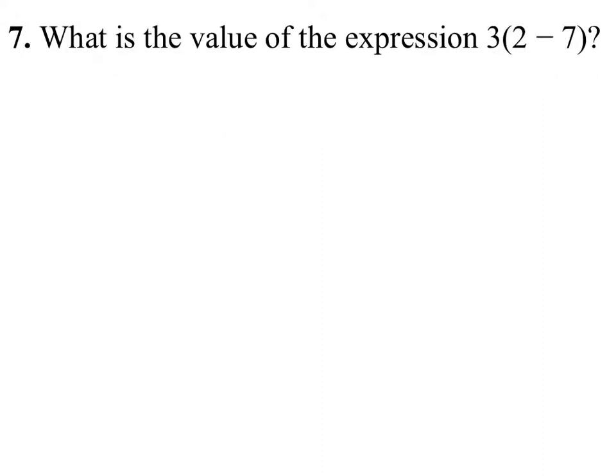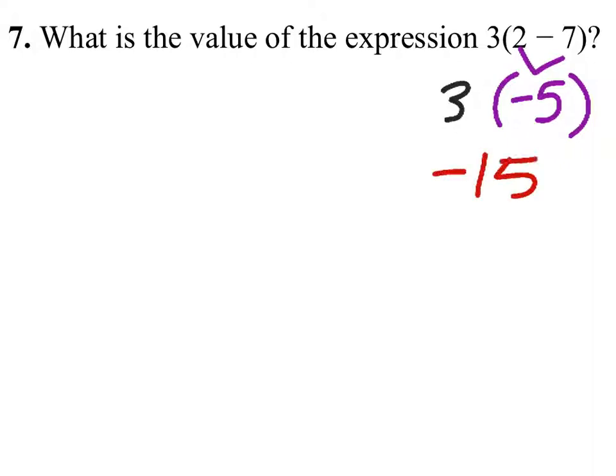What is the value of the expression? So the nice thing about this, you've got two choices. You could use distribution if you wanted to, or you could just use order of operations. So that's what I'm going to do. Order of operations is the better habit to be in. 2 minus 7, bam, 5, right? Wrong, it's negative 5. So I've got 3 times negative 5, and if I had 3 groups of negative 5, I would get negative 15. There it is.